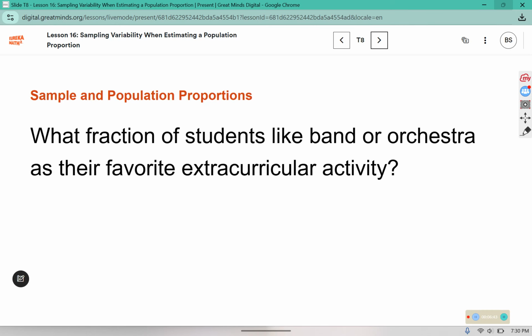What fraction of students like band or orchestra as their favorite extracurricular activity? This is referencing all students. We don't have access to ask or survey all students, so we would take a sample.